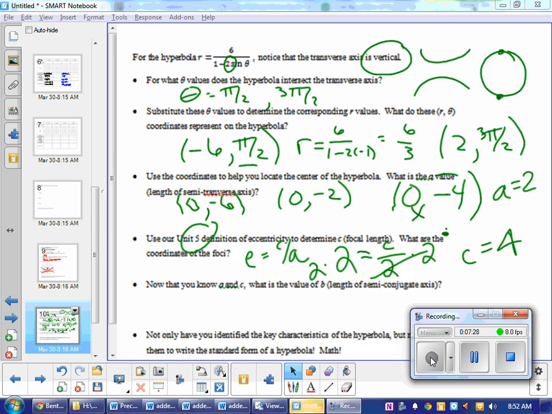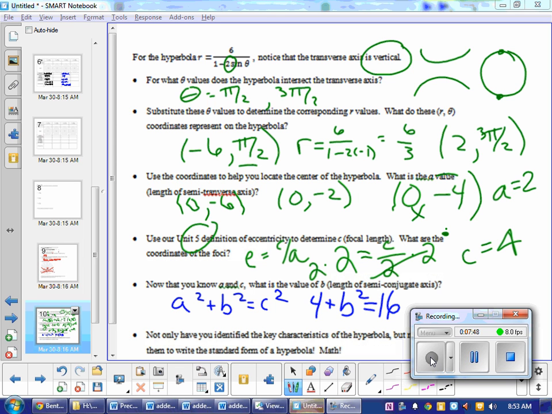Now that we know A and C, we can figure out B. Because we have a hyperbola, the equation for B will be A squared plus B squared equals C squared. A is 2. 2 squared is 4. C is 4. C squared is 16. So I can subtract 4 from both sides and get that B squared equals 12. So B equals the square root of 12.